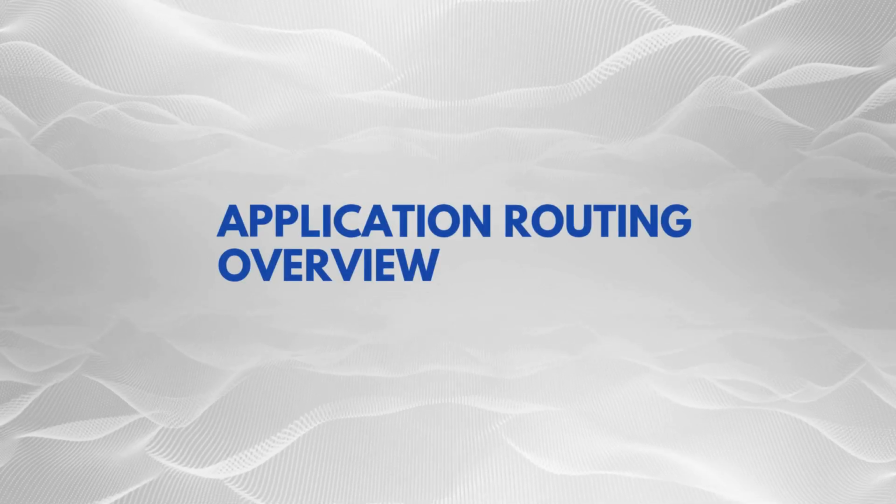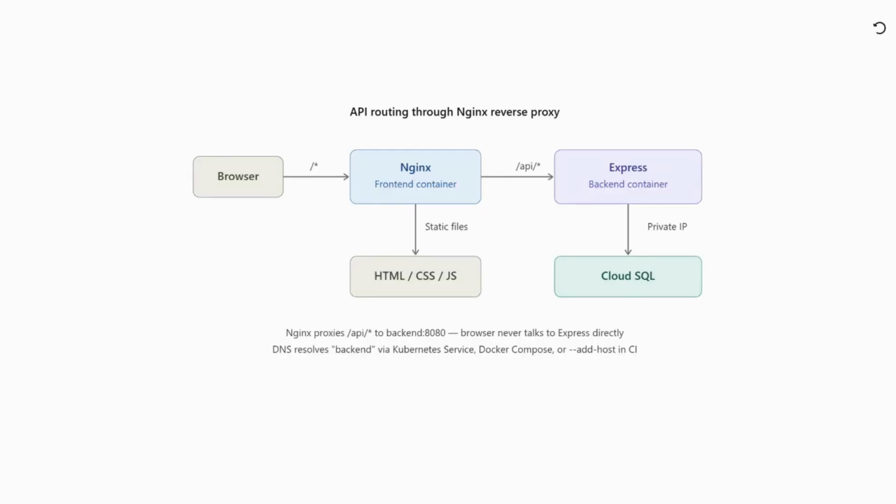Okay, now we're going to take a look at the routing for the application. We're going to discuss briefly how all the components talk to each other. So every request from the browser goes through Nginx first. Nginx is the front-facing component. It's the only thing that the user directly speaks to.